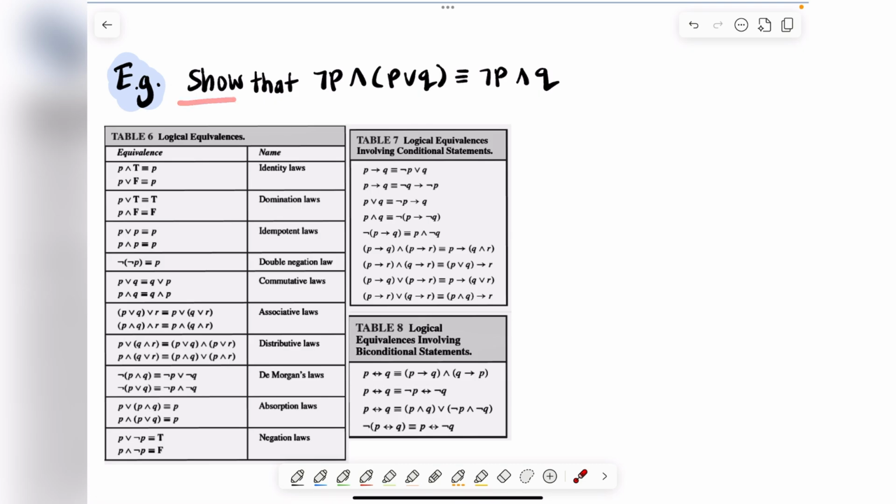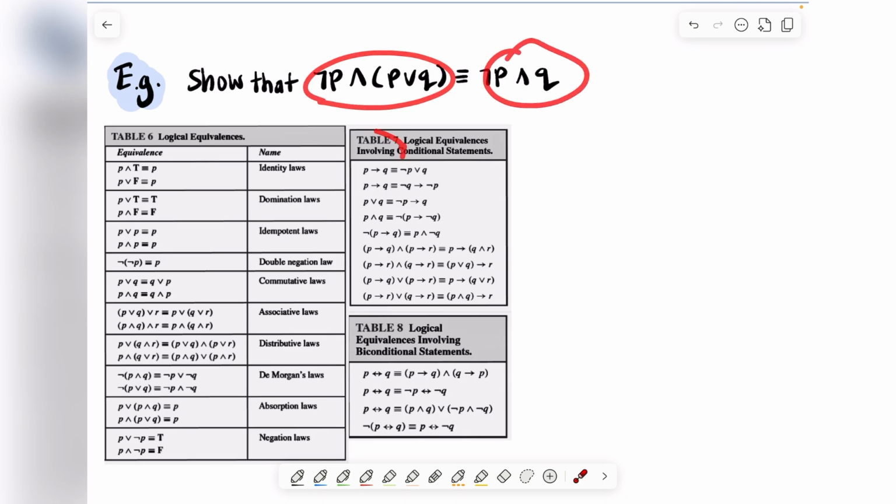We're told to show or prove that this compound proposition is equivalent to this compound proposition. First thing you want to do is identify your most complicated looking compound proposition. That's this one right here. Now my goal is to get this side to look like this side using this table.